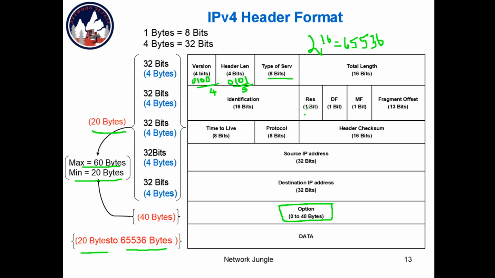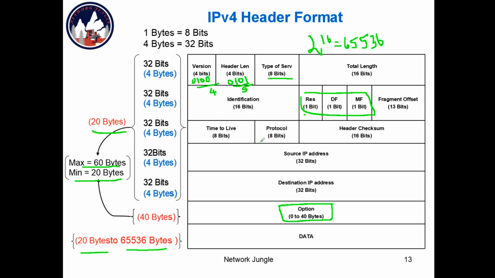Next one is the flag. So flag covers the 3 bits. So 0 is used for reserved and 1 is used for no fragmentation. Then 2 is used for fragmentation. Another one is the fragment offset. Then it is used for fragmentation and reassembly if the packet is too large.